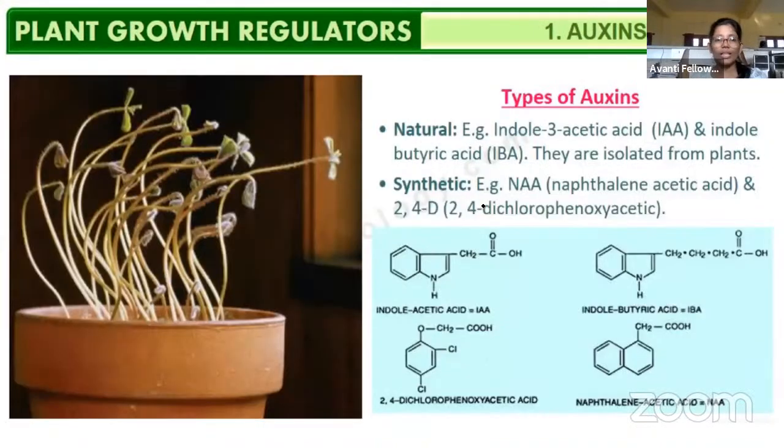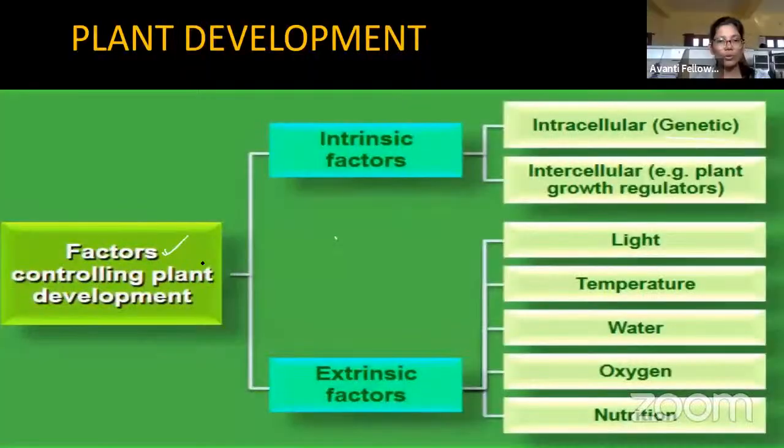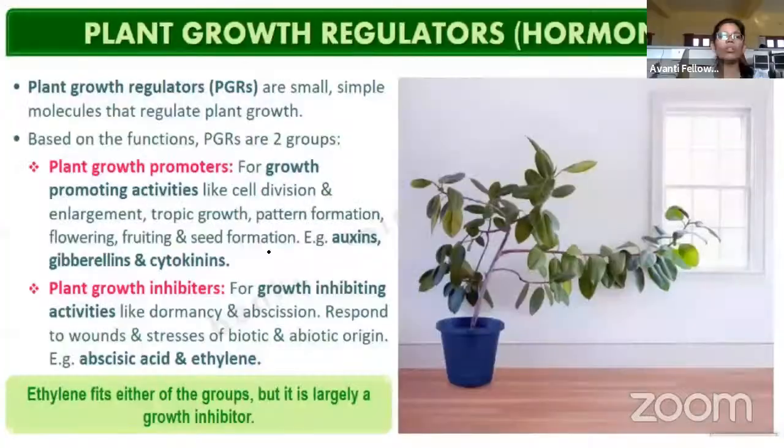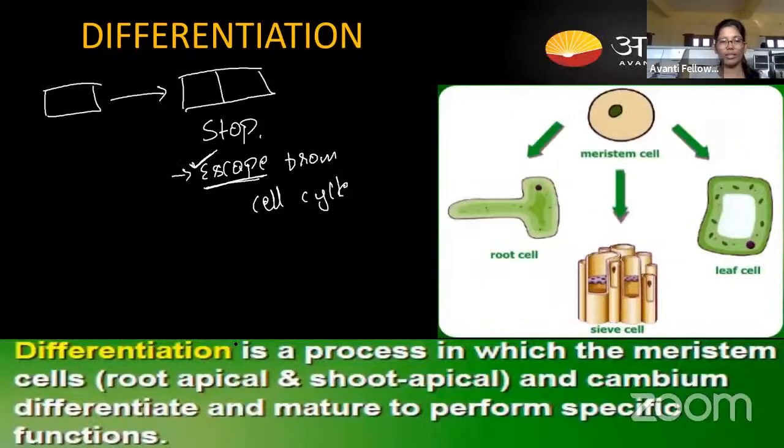From the next class, we are going to talk about each plant growth hormone: auxins, gibberellins, cytokinins, abscisic acid, and ethylene. These are the 5 plant growth regulators we will talk about in the next classes. Is it clear so far what we have studied? Let me just tell you.